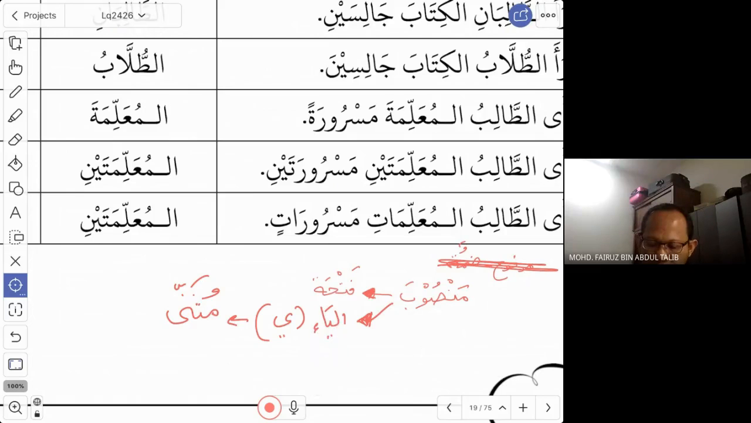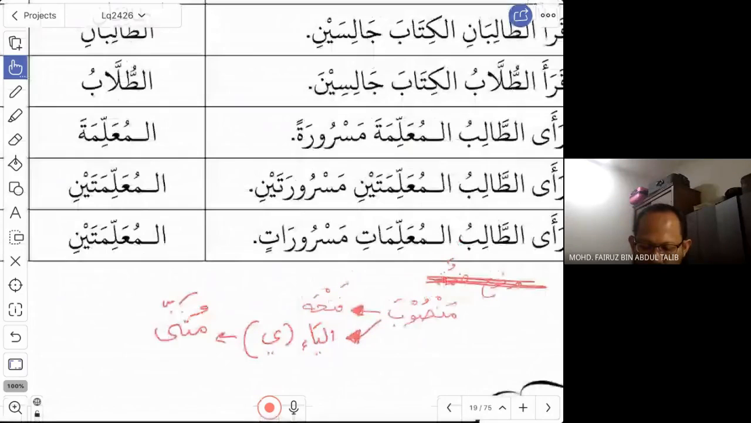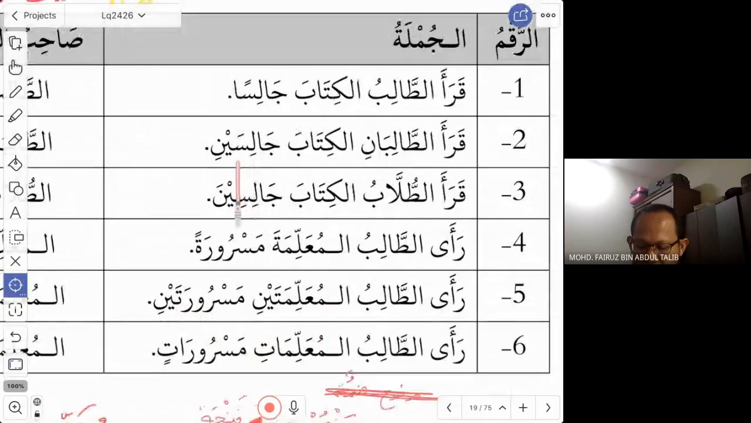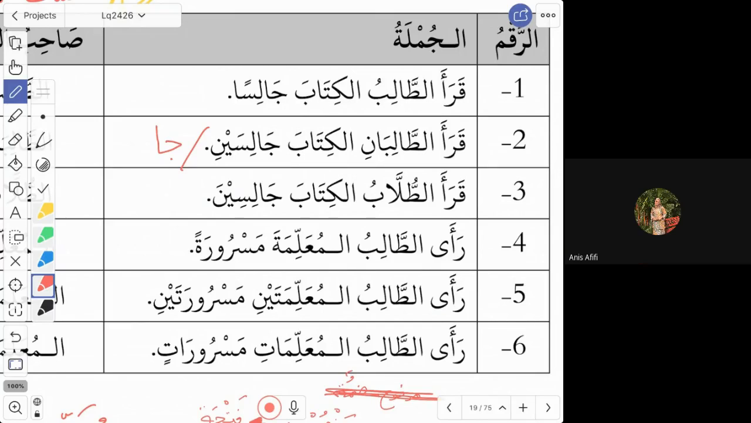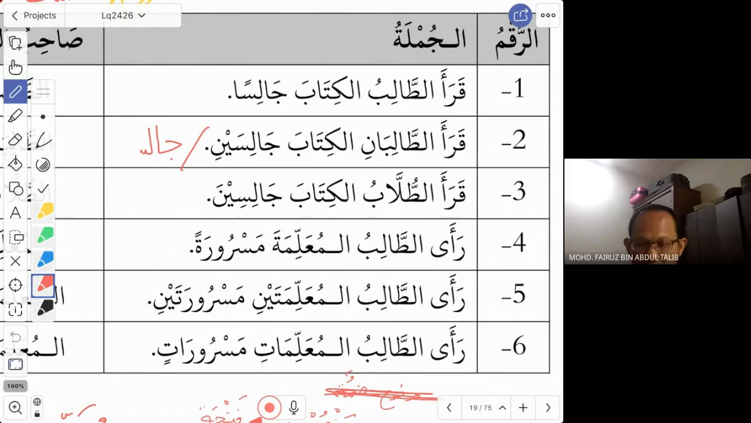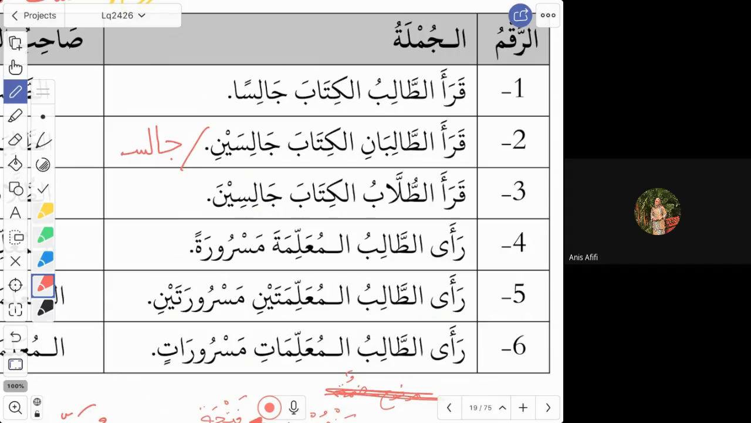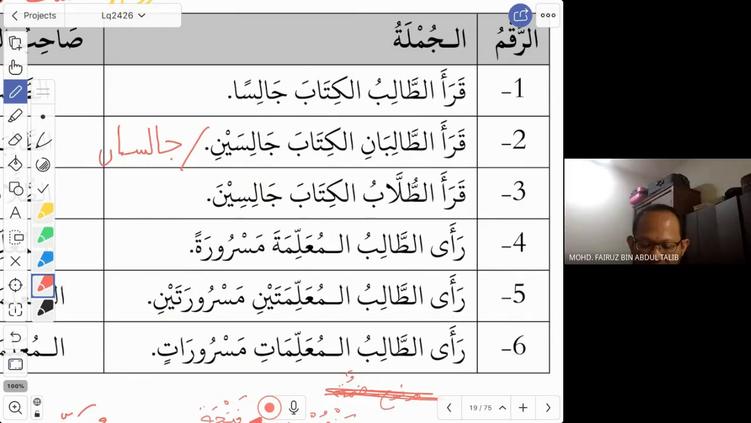So this is what we have in example number 2 and also example number 5. So if we look at number 2, jalisaini. Okay, what is the other version of musanna? Just like Muslim just now, Muslimani, Muslimaini. So jalis, musanna will be jalisaini, and another one is jalisani, good. So you will always have two versions for musanna, either jalisaini or jalisani.